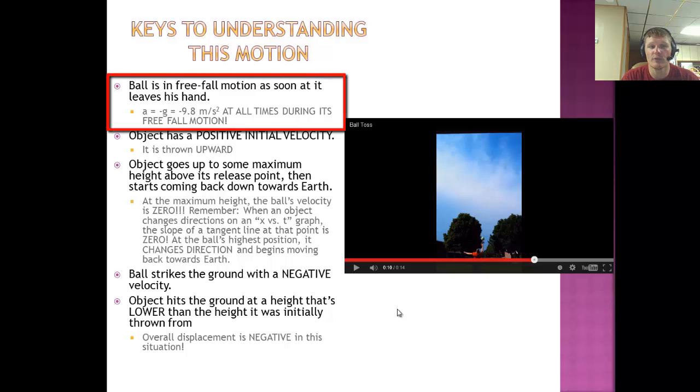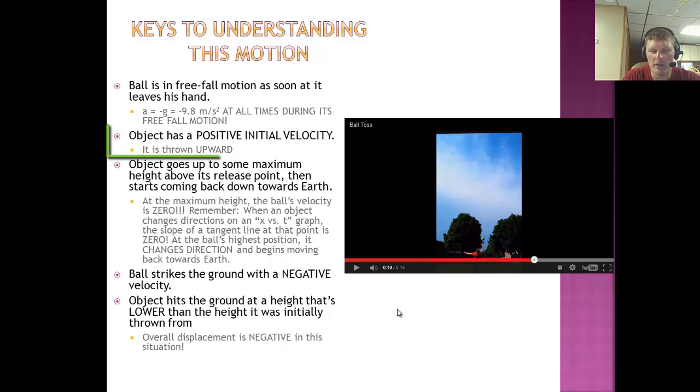First of all, the ball is in free fall motion as soon as it leaves his hand. What that means is we can use a equal to negative g, which is equal to negative 9.8 meters per second squared, at all times when analyzing this free fall motion. The ball that he threw had a positive initial velocity because he threw it upward.